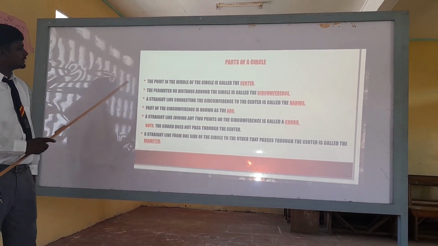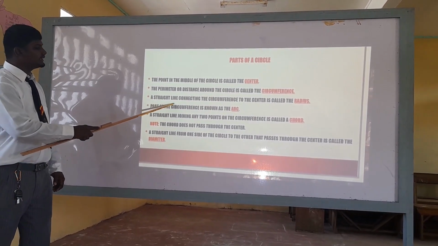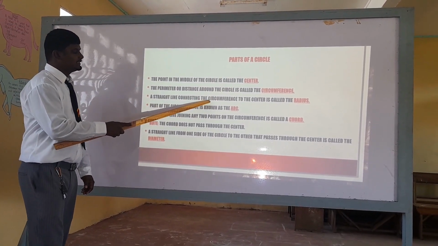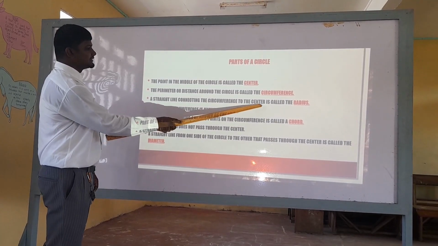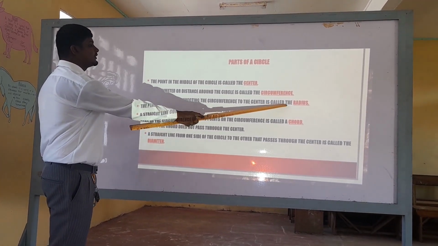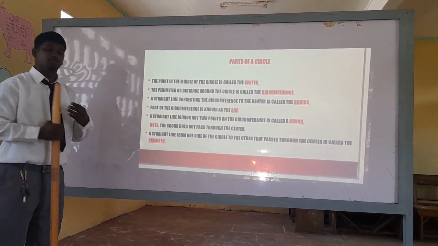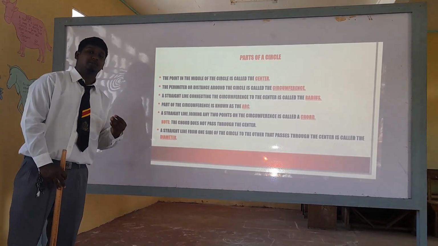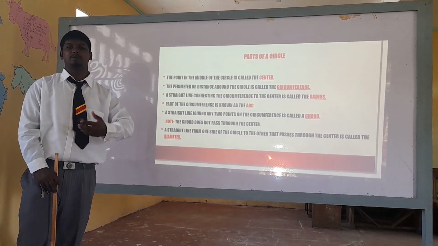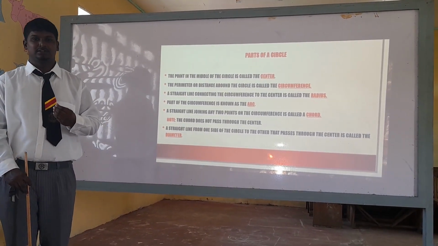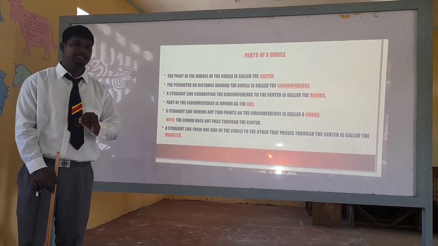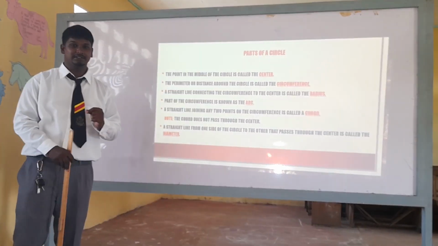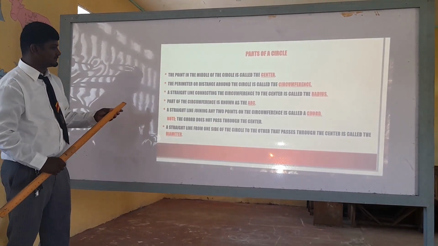Now the third one says a straight line connecting the circumference to the center is called the radius, right? I want you to memorize these definitions and understand what they mean, because in a few minutes you have an activity where you have to identify these parts of the circle, right? Yes, sir. So pay attention.